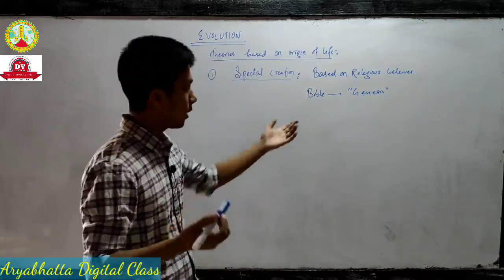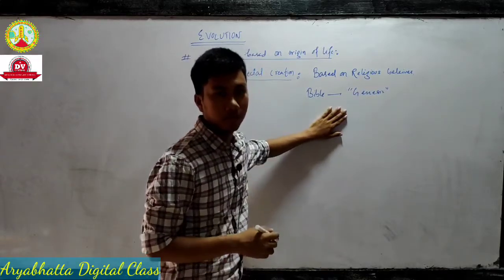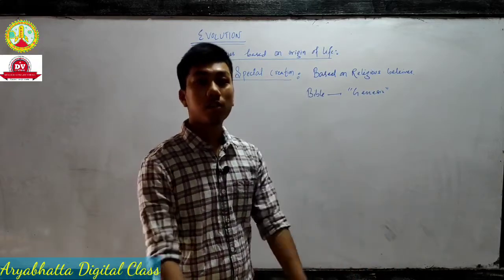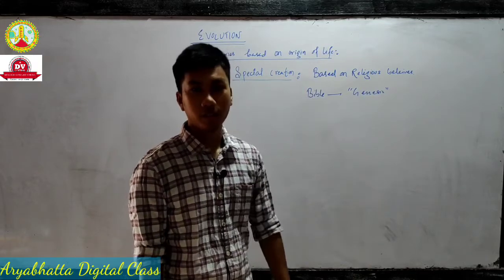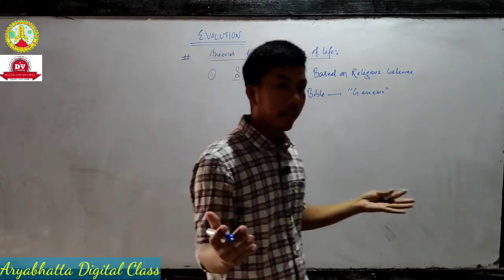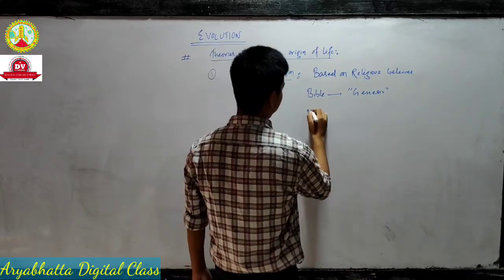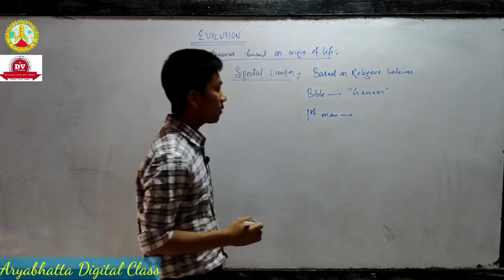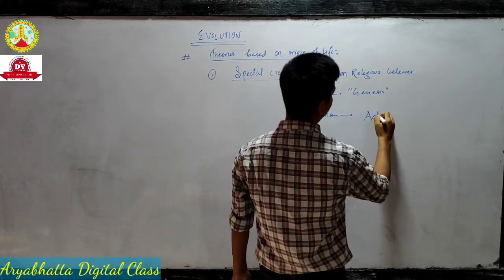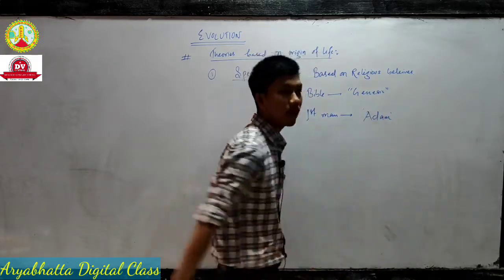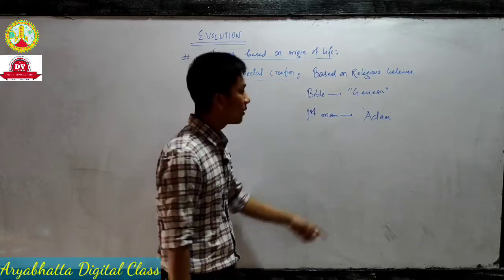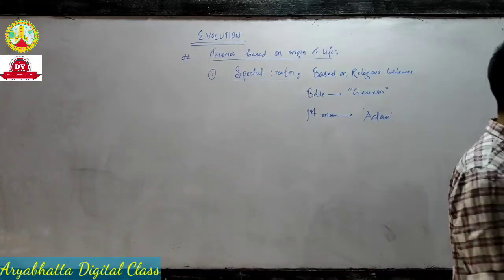I have not read the Bible, I just know this much because I have studied it in a book. So there is a theory called Genesis in the Bible. According to Christianity, the first man on earth is known as Mr. Adam. It's not Bryan Adams, it's not Adam Gilchrist, it's just Adam. He's the first man on earth according to the Bible.